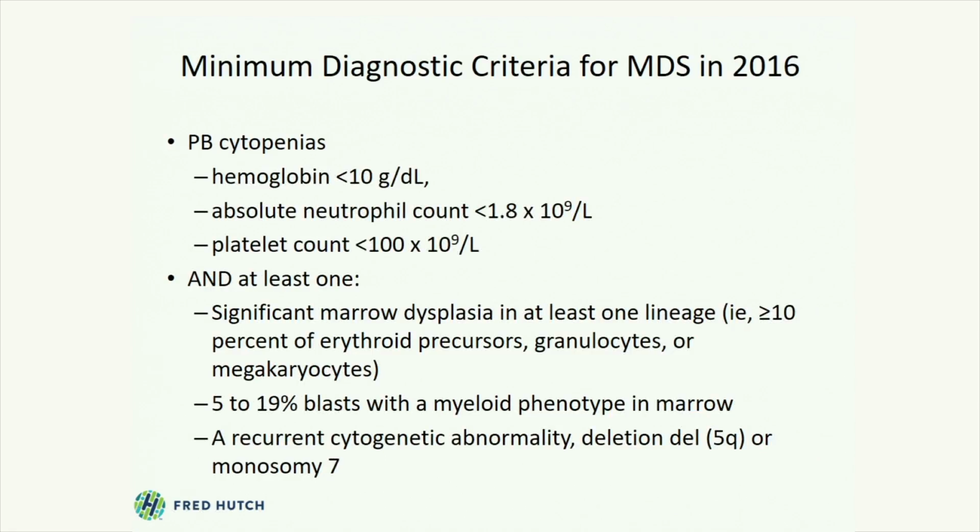The minimum diagnostic criteria in 2016 for these patients include findings in the peripheral blood, and the criteria are defined in the WHO as this, but you also have to have at least one of the following. You have to have at least 10% significant dysplasia in your lineage. And you also have to have either one of these: blasts of myeloid phenotype in the marrow, or you have to have a recurrent cytogenetic abnormality such as deletion 5q or monosomy 7.